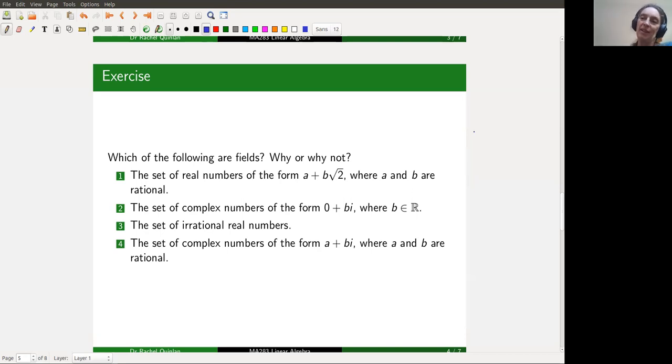I think this is a useful exercise to get yourself into the habit of thinking about what a field must satisfy in terms of its addition, multiplication, subtraction and division operations. Second example, the set of complex numbers whose real part is zero. This includes all the so-called pure imaginary numbers, which are just real multiples of i, and also the number zero. Is that a field? The set of irrational numbers, is that a field? We've seen that the set of rational real numbers is a field. What about the set of irrational real numbers? And final example, the set of complex numbers whose real and imaginary parts are both rational. You could ask yourself if that is a field and see what you think. Okay, so that's just an exercise to think about.